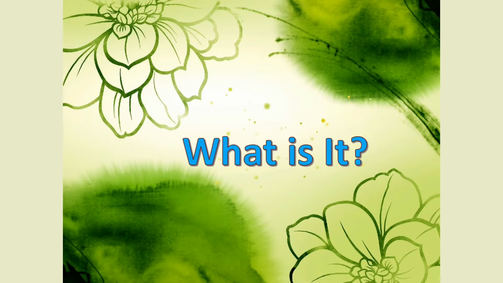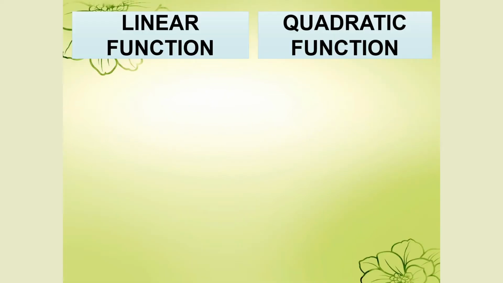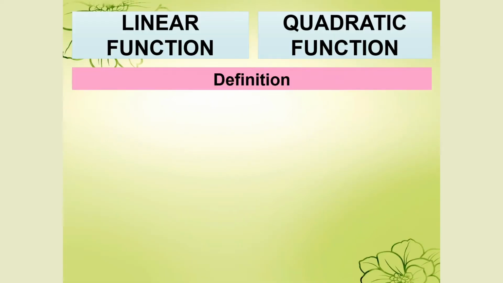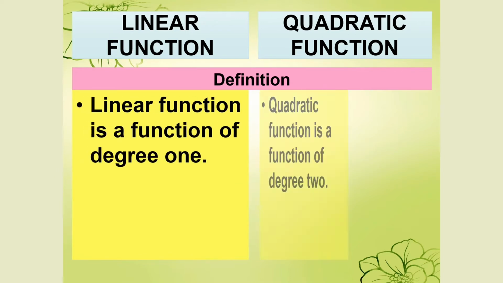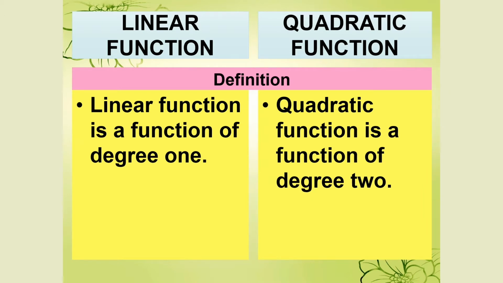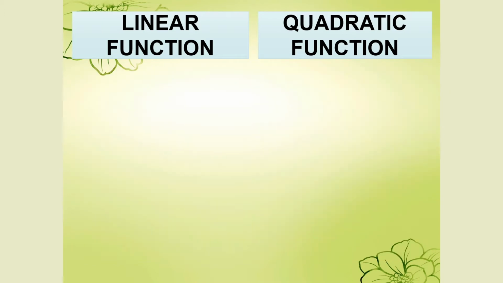In this video, you're going to learn the differences between linear function and quadratic function. Let's begin with the definition. Linear function is a function of degree 1, while quadratic function is a function of degree 2.